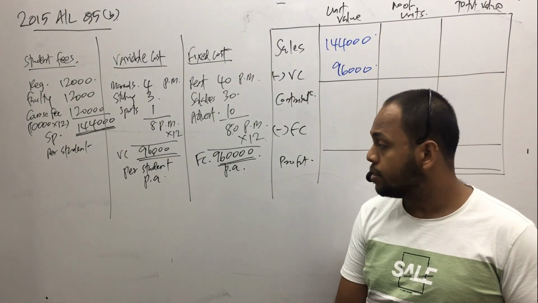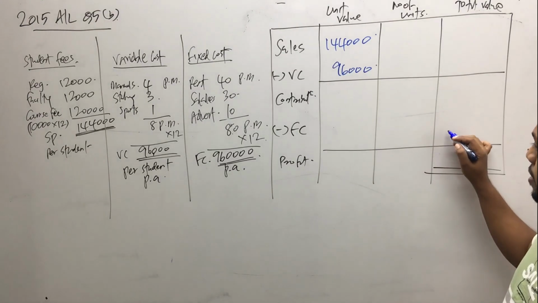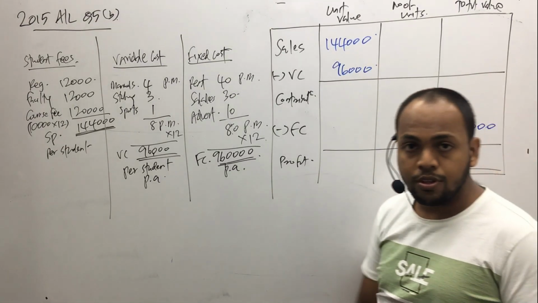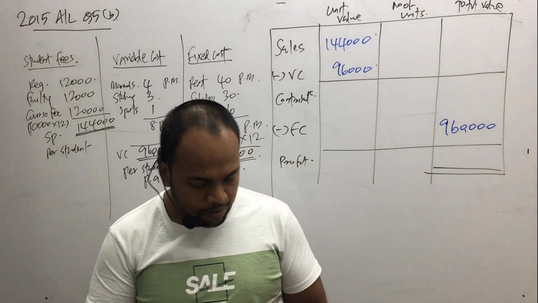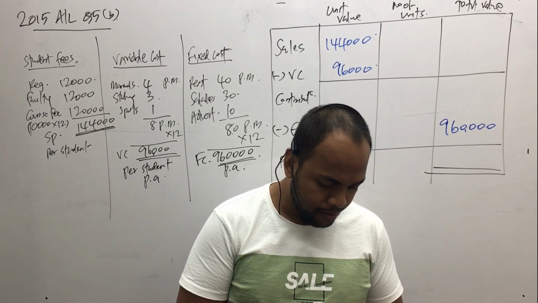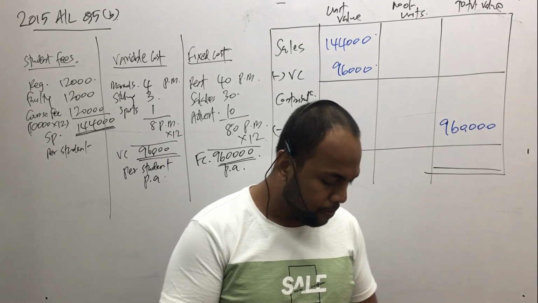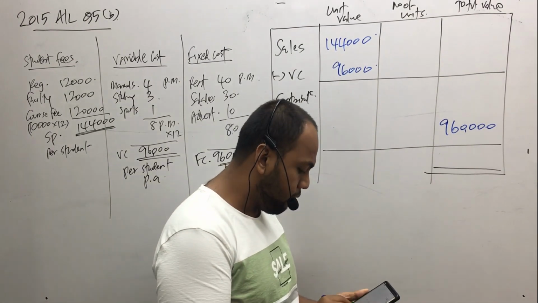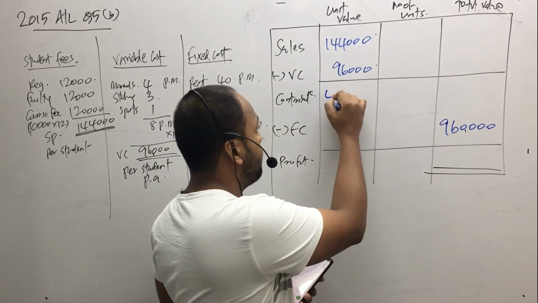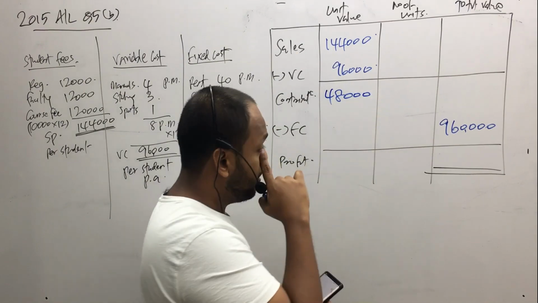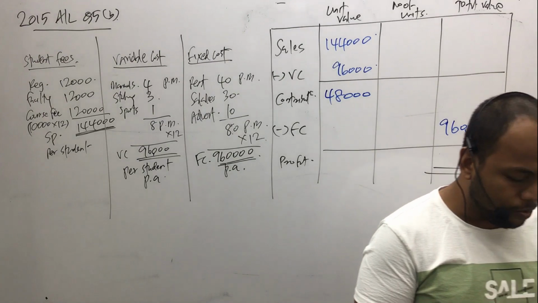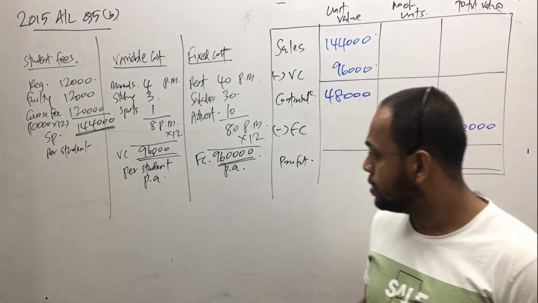And total fixed cost is 960,000 per annum. So these are the information which is given. Right. So let's calculate the contribution per unit, which is 144 minus 96, 48,000. Contribution per unit is 48,000. Now we'll go back to the questions. Question number 1.